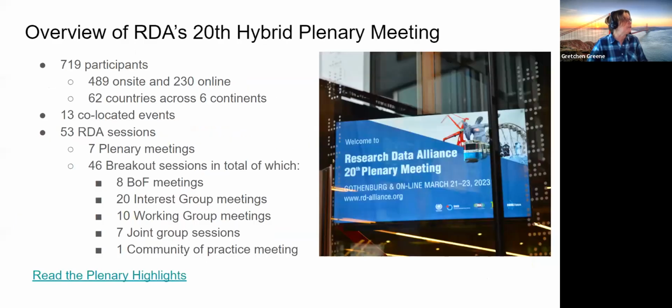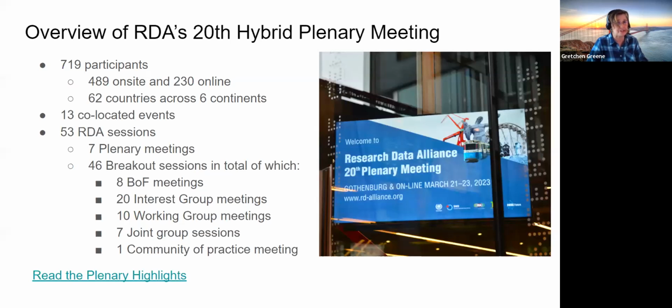So moving on, again, this was a really great meeting. I had the pleasure of getting to attend along with Raphael in person. It was one of our first big meetings in a while. It was hybrid. So we had 719 participants. Most of them were on site, but we still had a lot of people, 230, participate online. And many countries, 62 countries across all the different regions. It was a great showing for the RDA community, this global effort of coming together to talk about research data and everything related to it.